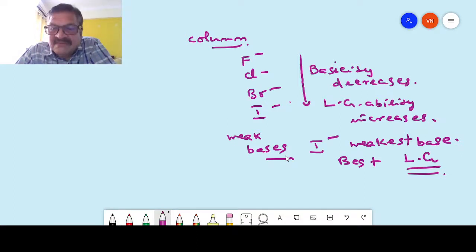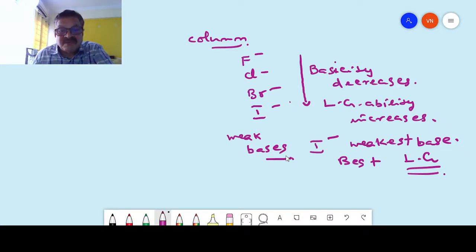Now, the leaving group. A leaving group can be a single atom or a group of atoms. It can be a negative ion, or it can be a neutral species. There is no hard and fast rule here. The only thing we have to see is that the leaving group is more electronegative than the carbon atom.